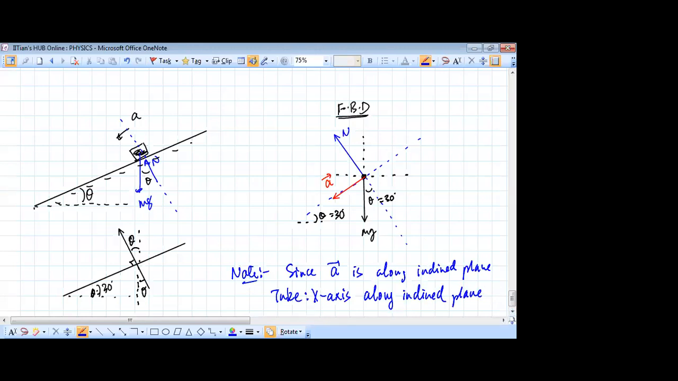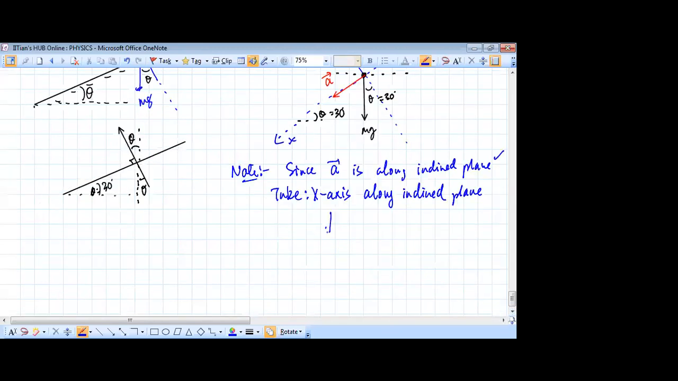So we will do what? We will take the x axis along this because this is happening. So next step, we will take this direction as our x axis. We will take the inclined plane, this direction, as our x axis, and we will take the perpendicular to the inclined plane as our y axis. So in this diagram, this axis will become our x axis, and this axis will become our y axis.